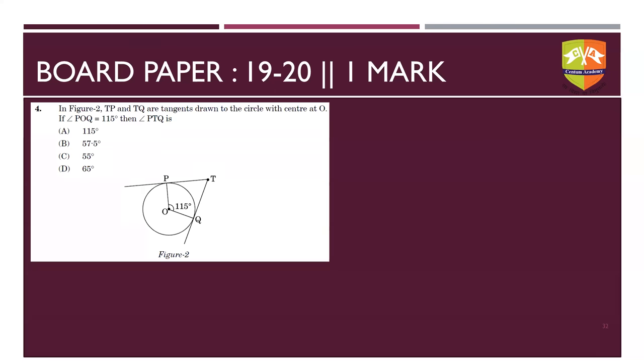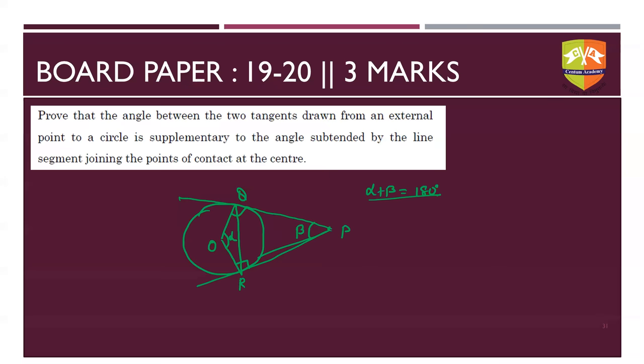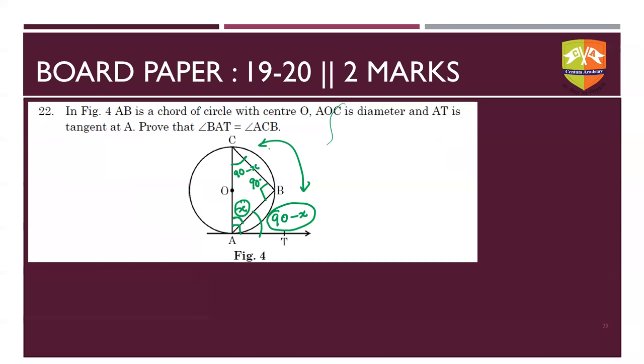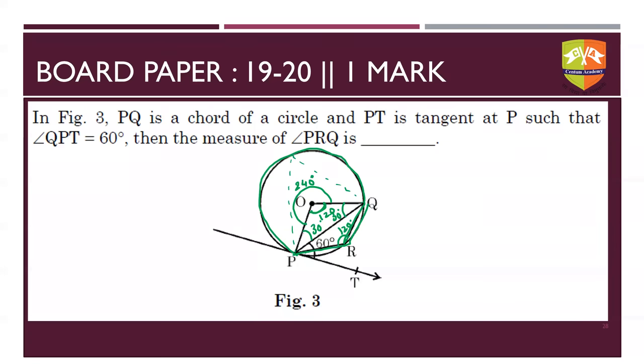Angle between tangent and chord. Angle made by the chord in the alternate segment. Just a minute, folks. Yes, you can. So in question 21, you take the supplementary angle, 180 minus angle QPT.